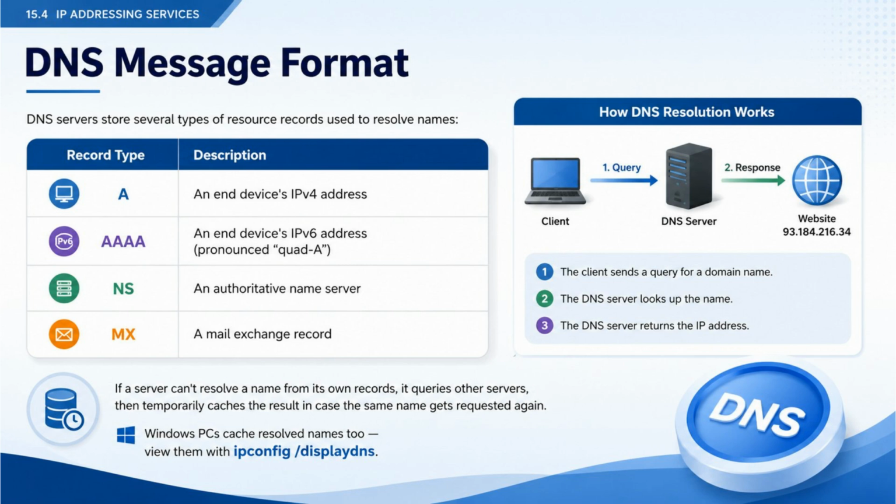DNS servers store several resource record types shown in the table: A, an IPv4 address; AAAA, an IPv6 address, pronounced quad A; NS, authoritative name server; and MX, mail exchange record. If a server can't resolve a name itself, it queries other servers and caches the result temporarily. Windows caches resolved names too, viewable with ipconfig /displaydns.